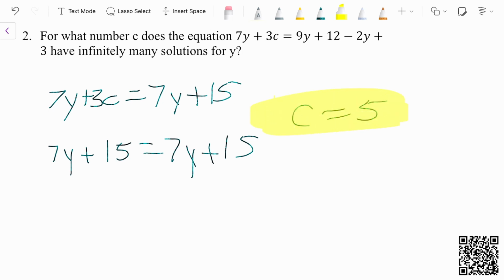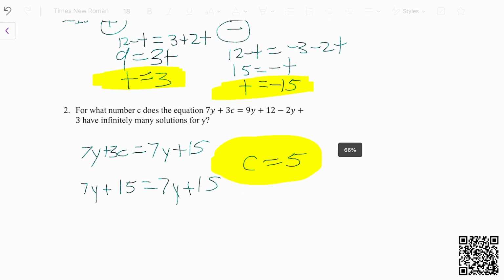So that's sort of besides the point, more like a side lesson. But the solution to this word problem is c equals 5.